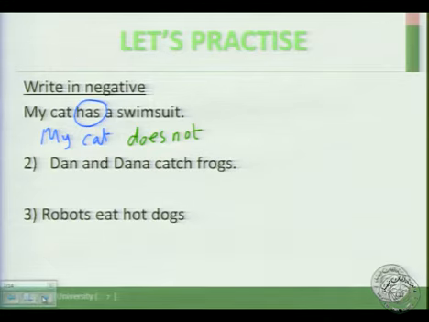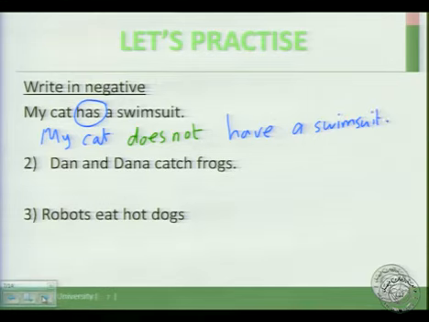And we have has. It becomes what? It becomes have. Yes, this is the rule. Has becomes have. When it comes with does, has becomes have. So my cat does not have and then the rest of the sentence, a swimsuit. So, yes, full stop. Do not forget the full stop.